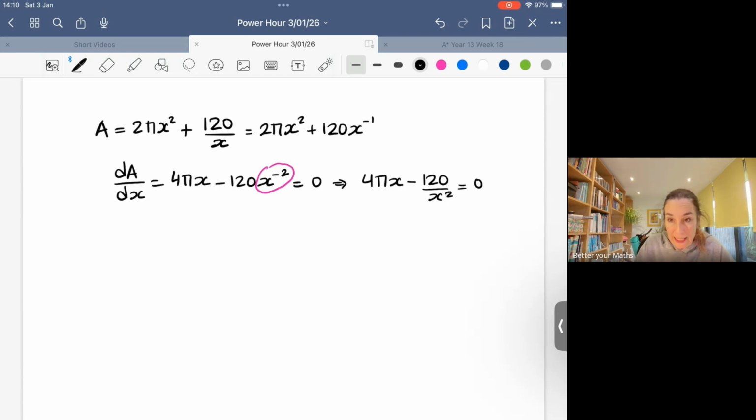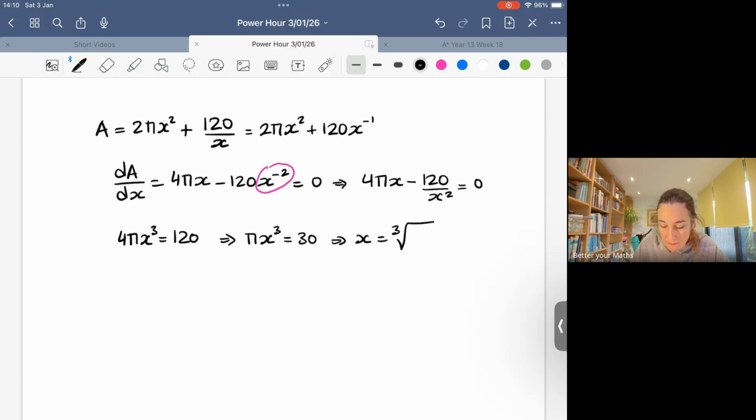So if I multiply everything by x squared, I have 4 pi x cubed equals 120. Yeah, so I multiply by x squared and bring the 120 to the other side. That will mean pi x cubed is 30, no? So x is going to be the cube root of 30 over pi.